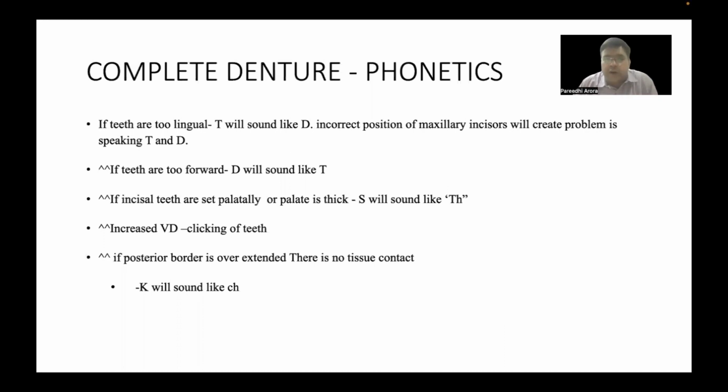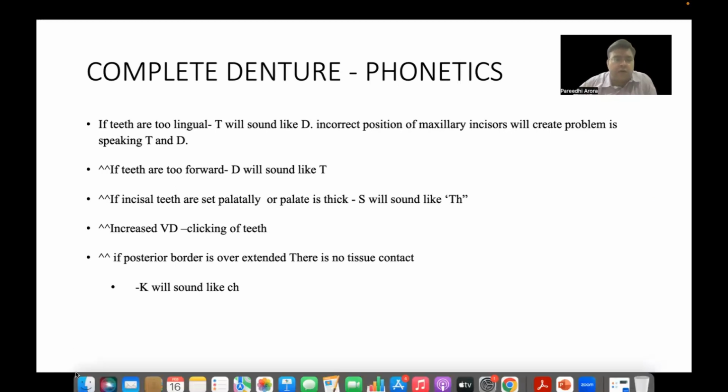So let us talk about complete dentures, although there are multiple topics which are extremely important. But what we are looking at is the area where you get a lot of questions, and those questions are pretty simple to solve.